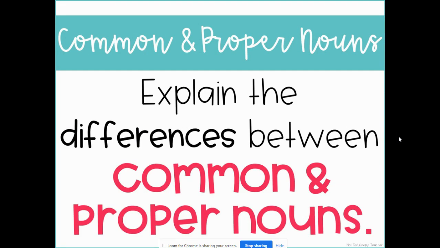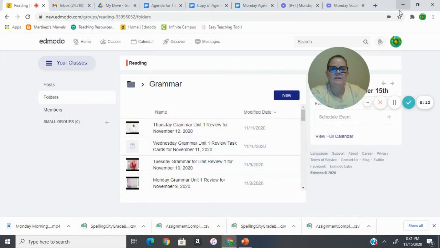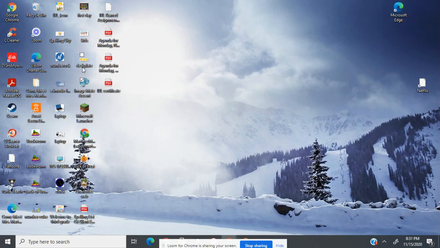All right. Explain the differences between common and proper nouns. So a common noun names any person, place, or thing, any of them. And a proper noun only names specific persons, places, or things. A specific one. That's the big difference. Common is any and proper is specific. All right, so let's go to my screen so you can see, or the camera, I should say.